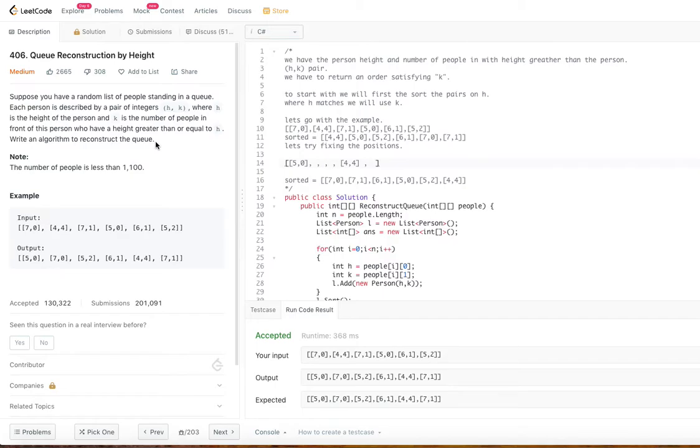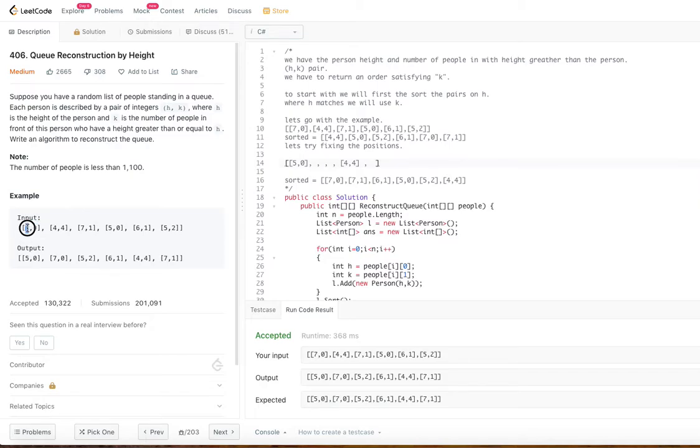So we are given pairs in an array. You can imagine that it is a two-dimensional array, just like in the example. So we are given this two-dimensional array where each element in this array has two elements, where the first element is h and the second element is k.